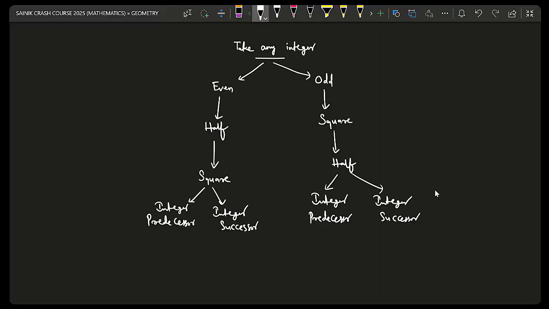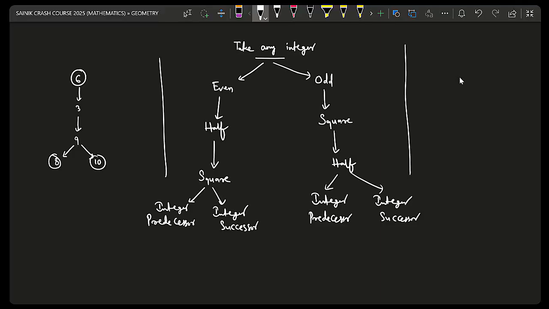I will take an example for even and odd, then you can take your own examples. I'm taking 6. 6 is an even number, so I'm going to the left side. First I half 6, it is 3. Then square it: 3 square is 9. What is the integer just before it? 8. What is the integer just after it? 10. So 6, 8, 10 is the Pythagorean triplet. You can check: 6 square is 36, 8 square is 64, 36 plus 64 is 100, which is 10 square.